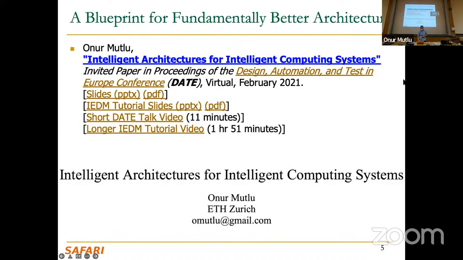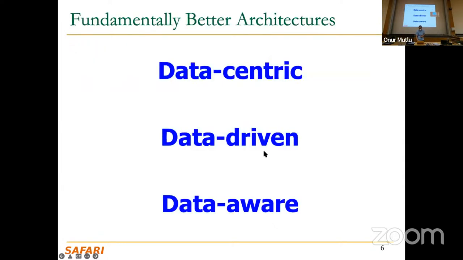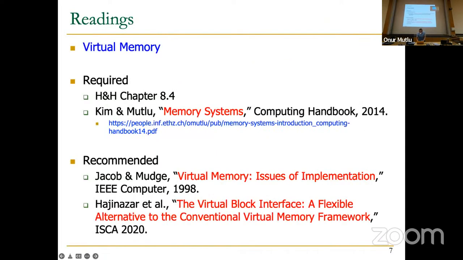Okay, so this is the paper. And it's a short reading, as I said. It covers some things we did not talk about, but some things we did talk about also. This paper discusses data-centric, data-driven, and data-aware architectures. I'll let you figure out what those are by reading the paper. Today we're going to do virtual memory. Harris and Harris actually has a sub-chapter dedicated to it. It's a good one. I'll use some content from it. These readings also cover it. There are also some recommended readings. If you're interested, you can take a look. The last one is a critique of existing virtual memory systems. It talks about the issues with existing virtual memory systems and how we can fix those issues.